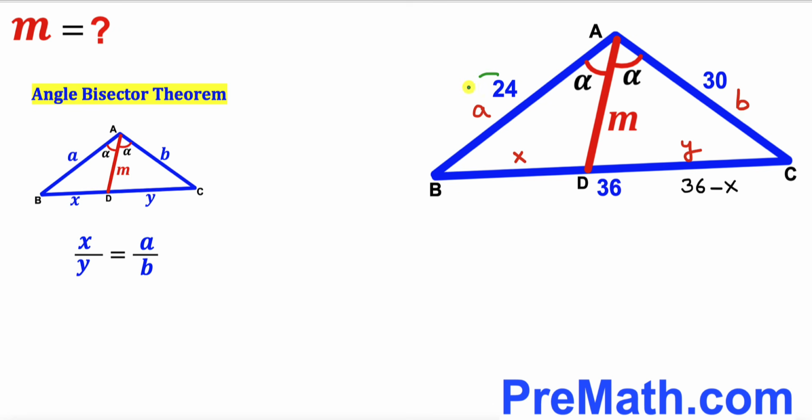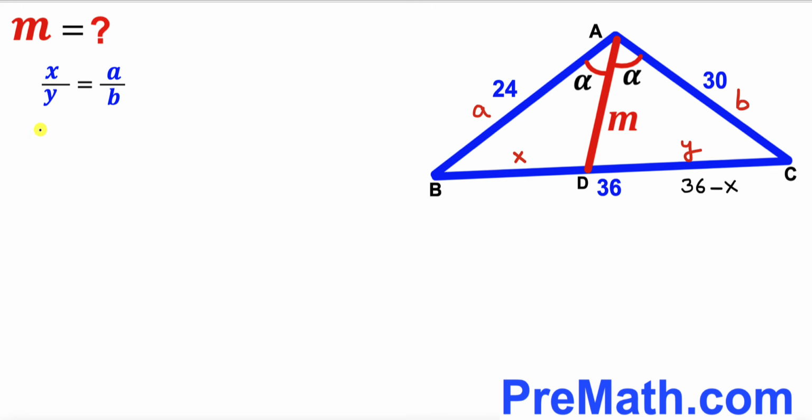And here in our case, a value is 24, b value is 30. And this is our segment x, whereas this segment y value is 36 minus x. Let's go ahead and fill in the blanks. We get x divided by 36 minus x is going to be equal to our a value 24 divided by b value 30. And now we can see 24 and 30 could be reduced to 4/5.